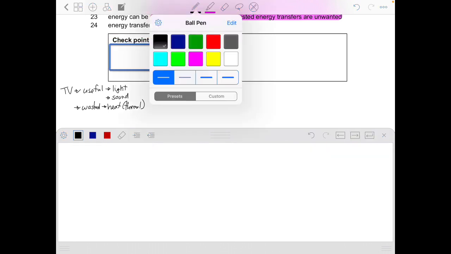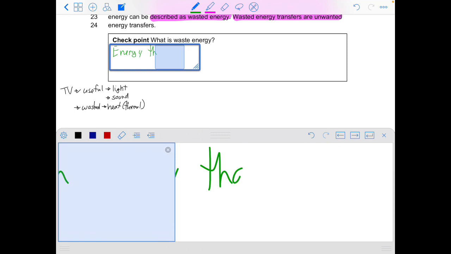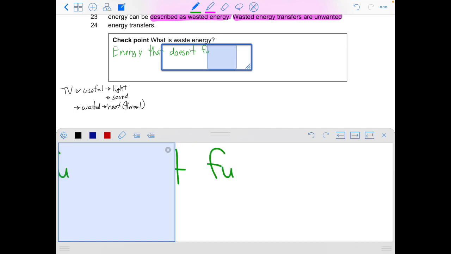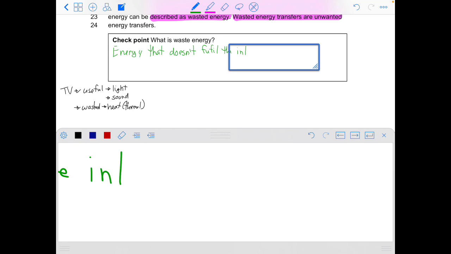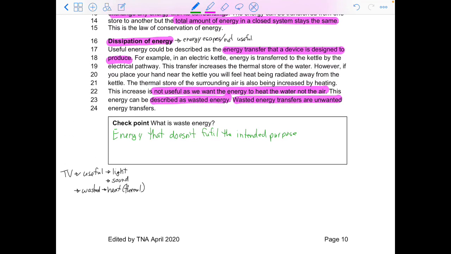Hopefully you have something along the lines of: wasted energy is energy that doesn't fulfill the intended purpose, or energy that doesn't do what you want it to do, energy that is not what we want to use the energy for.